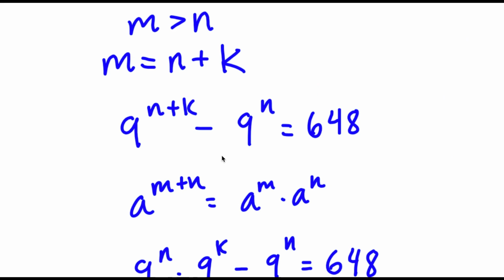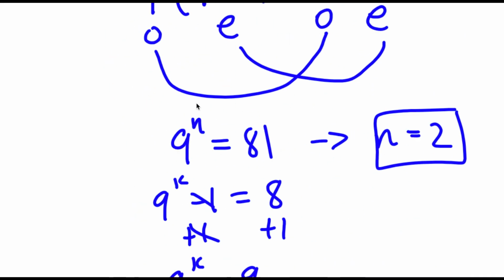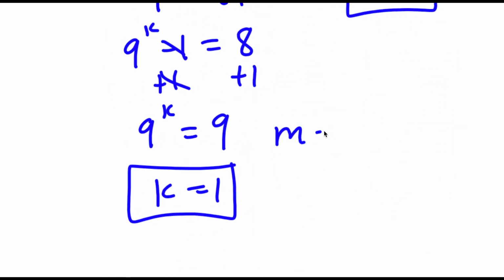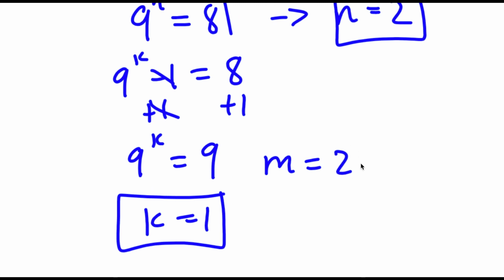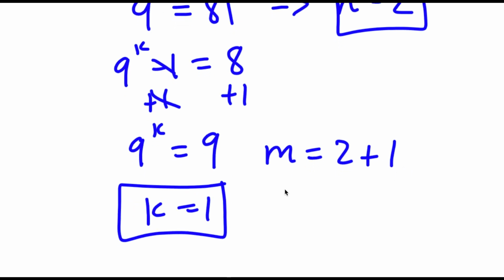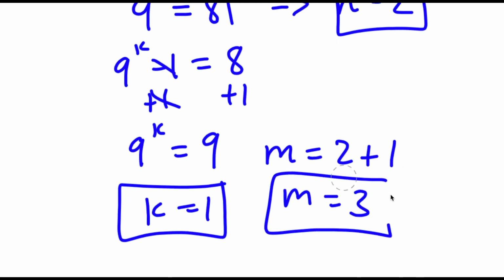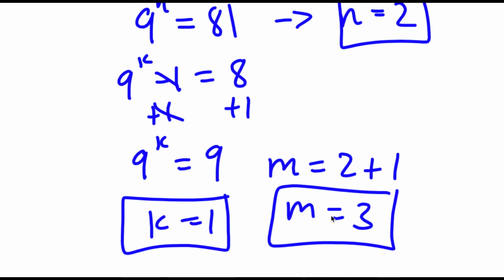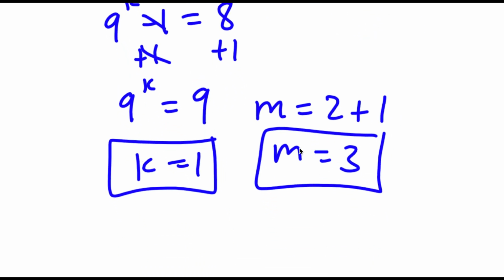Now remember how we set m equal to n plus k, meaning m is equal to n, which is 2, plus k, which is 1. So m is equal to 3. So n is equal to 2, and m is equal to 3. These are my solutions for this equation.